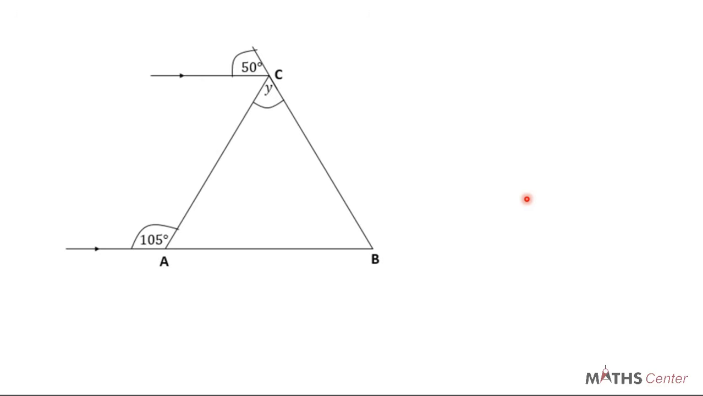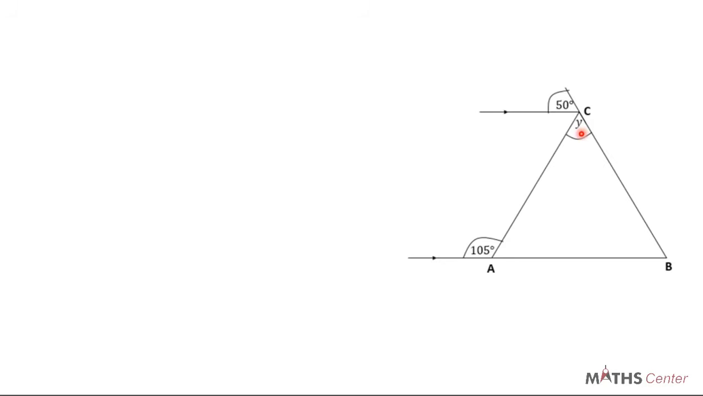Let's consider the next diagram. So we have this diagram here. We have the triangle ABC. Then we have a parallel line here. We have this parallel line here. So here, line AC is our transversal. If you watched the video on parallel lines, you understand that line AC is our transversal. So we are supposed to find the value of Y.